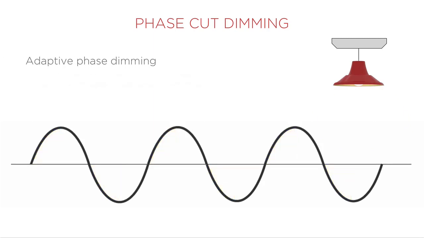Adaptive phase dimming is capable of both forward and reverse phase dimming. It detects the load type screwed into the fixture and determines which phase dimming to use. Adaptive phase dimmers are compatible with inductive, resistive, and capacitive loads, making the adaptive phase dimmer virtually future-proof.